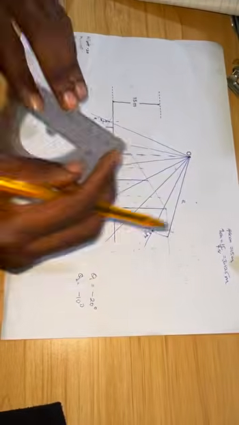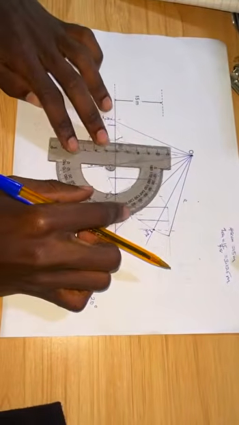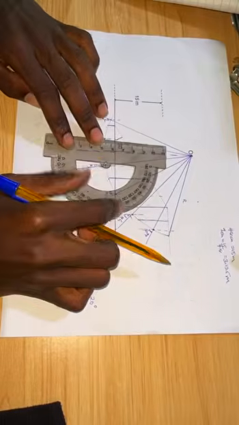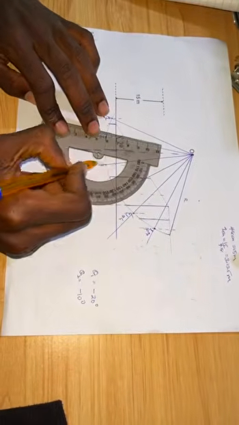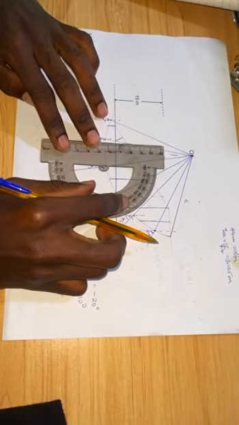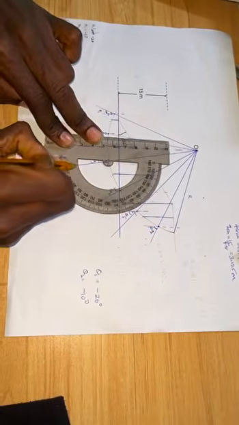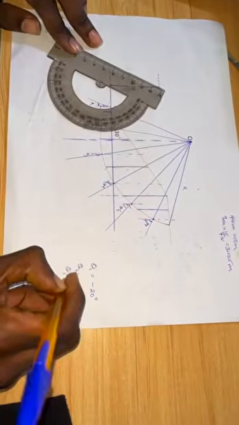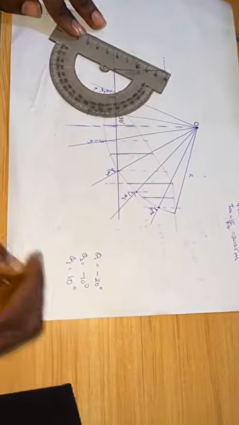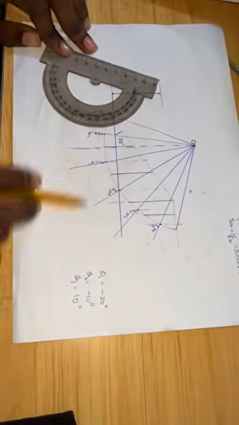Now let's measure theta 3. With that one too, I'm putting this straight edge on this line this way. I think you know how to measure with a protractor. Then I read the value. That one is 10 degrees. So theta 3 is 10 degrees, but that one is on the right side, so it's positive.